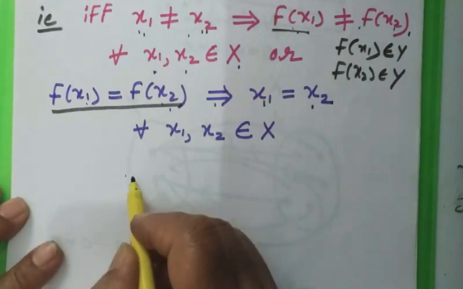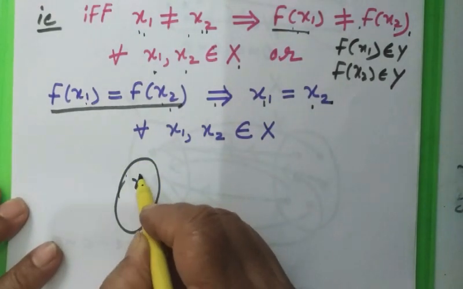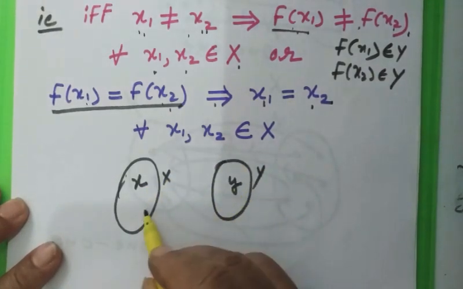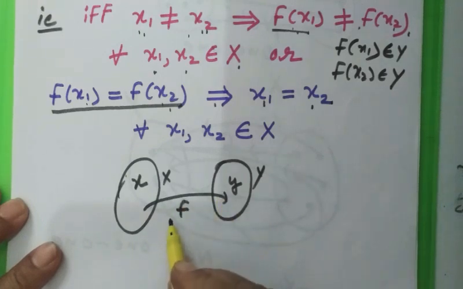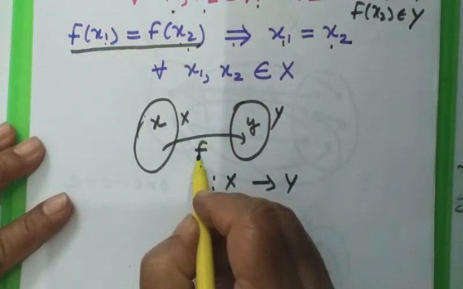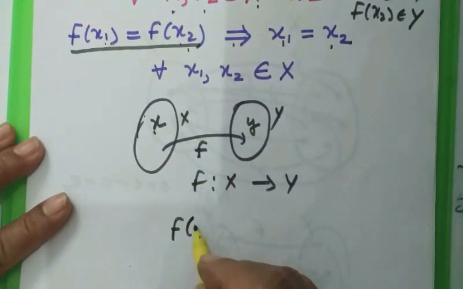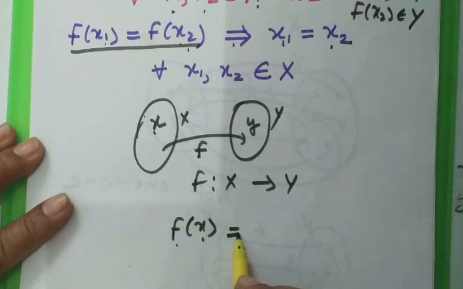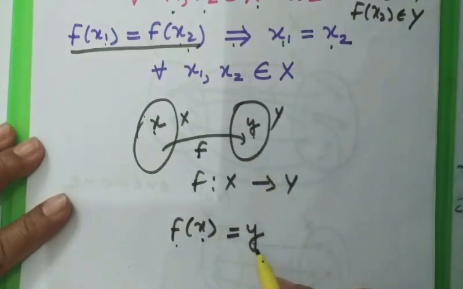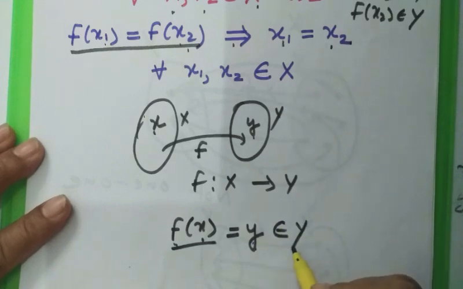In case you don't remember, let me just recall it. If x is any element in the domain set and y is any element in the codomain set and f is a function from x to y, this is the notation we use. Then f acts on the element of the domain set and gives you the element of the codomain set. So the element of codomain set y can be written as f(x). So f(x) or y belong to y.